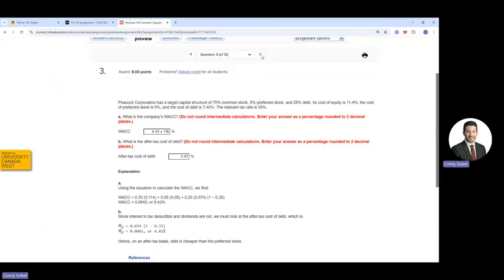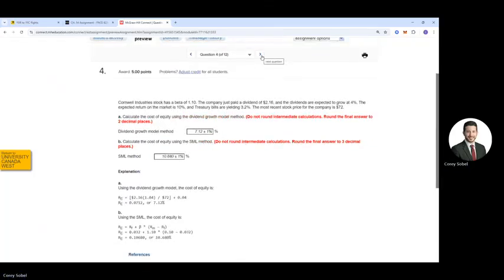Okay, let's look at another question. Let's look at a question where we're calculating the company's cost of equity. Calculate the company's cost of equity using both the dividend growth model and the security market line method. We did this in class. In class, when we did it, we got the same answer. In this example, the answer is different depending on the model that you use.